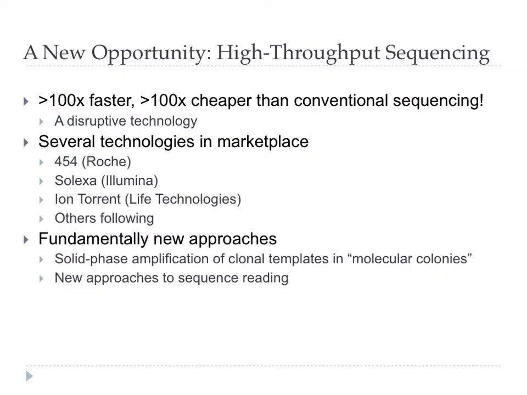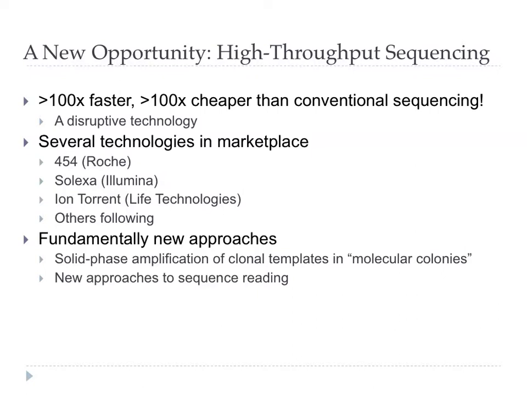So high-throughput sequencing erupted on the scene about 5 years ago with the promise of doing sequencing 100 times faster, 100 times cheaper than conventional sequencing. In fact, we're probably now 1,000 times faster, 1,000 times cheaper. In a sense, it's what you might call a disruptive technology. It's a kind of game changer.